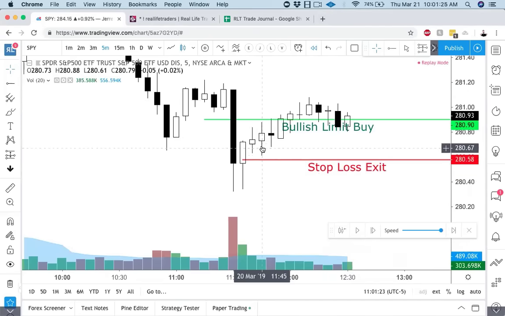Because what happens on the fourth candle? What happens on the fourth candle? Fourth candle closes above the biggest bearish volume bar on your screen. That is a big deal.